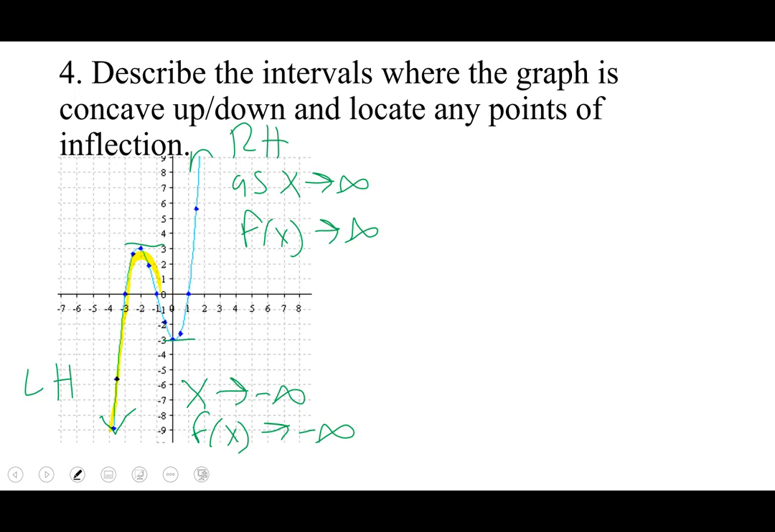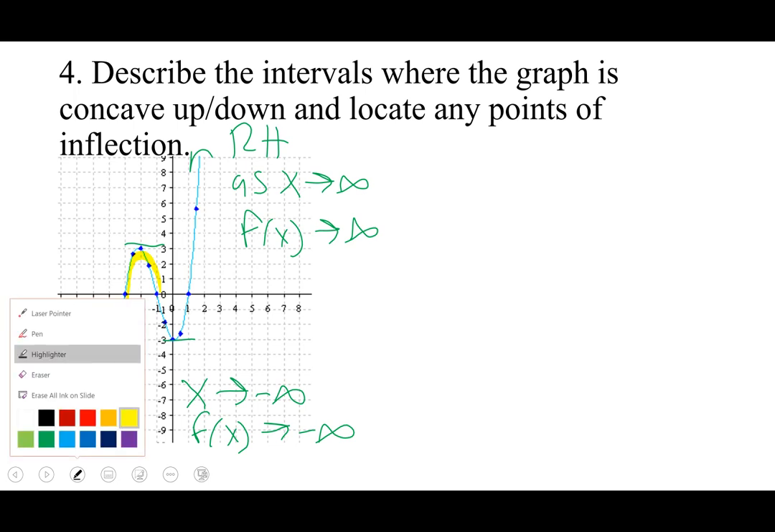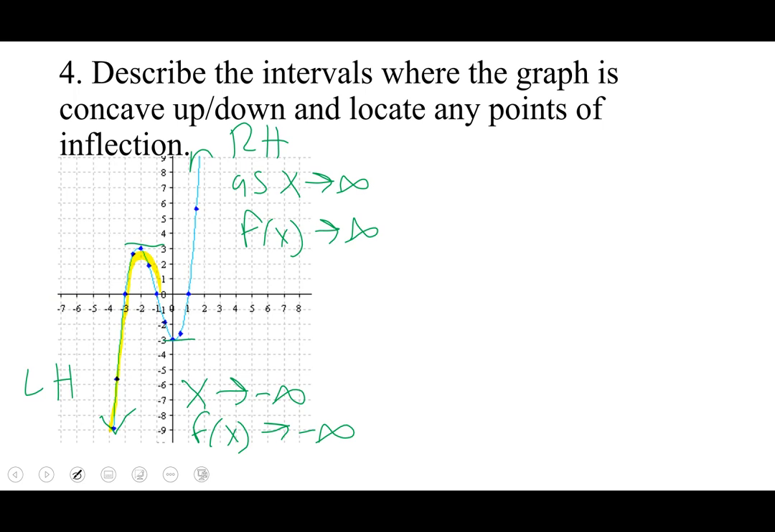And again, another way of describing that would be any tangent line that you would draw to the curve anywhere between negative infinity and negative 1, the tangent line would be above, which means that's where the graph is concave down. So let me go ahead and go back to my pen here. So I'm going to start by saying that the graph is concave down, where I highlighted it in yellow, which would be from negative infinity to negative 1.